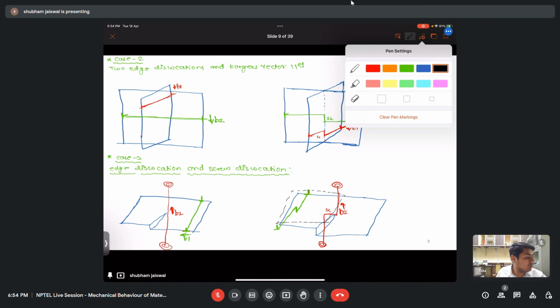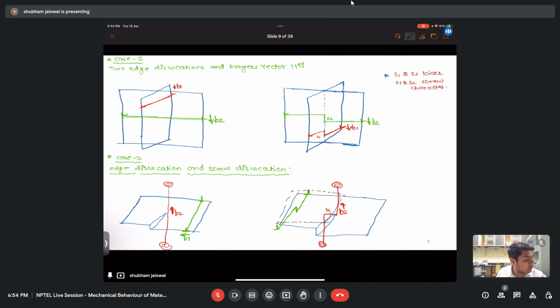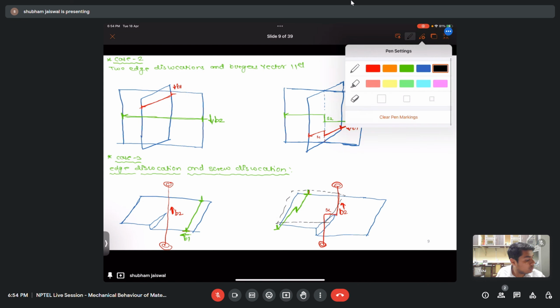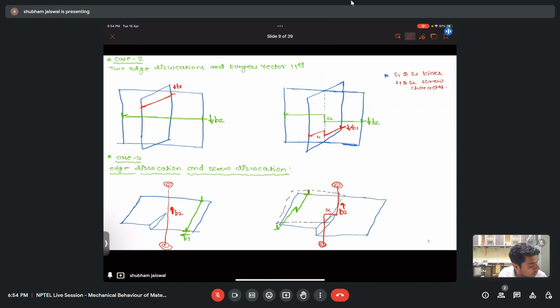So both the steps are jogs, and here you can see that both the jogs have an edge character as their Burgers vector is perpendicular to their line vector.